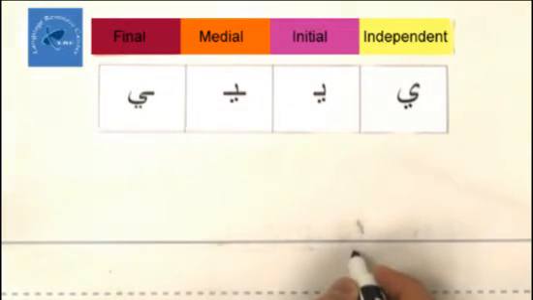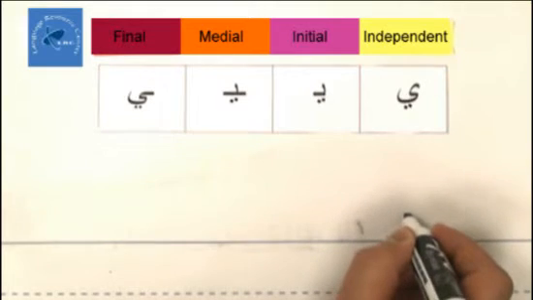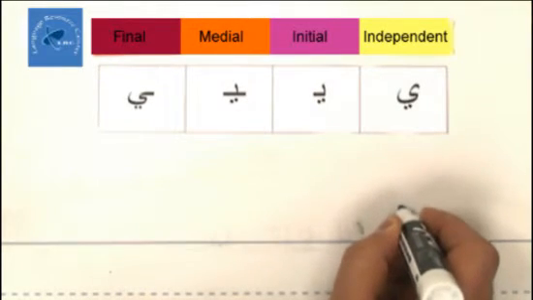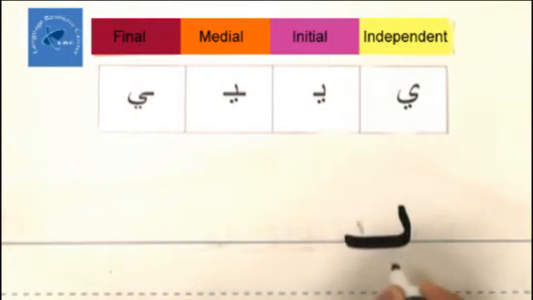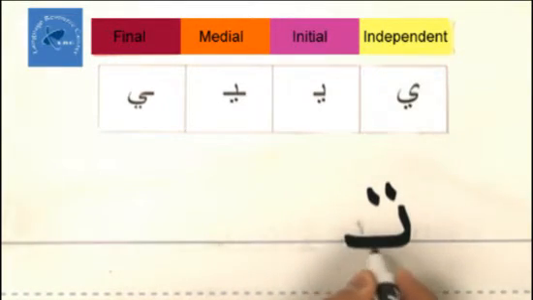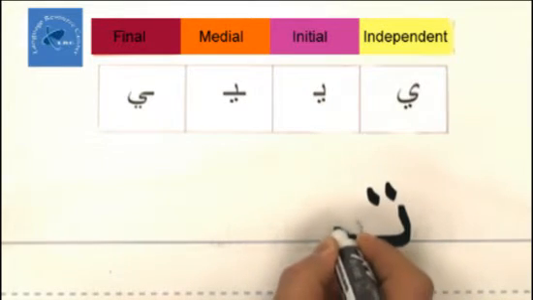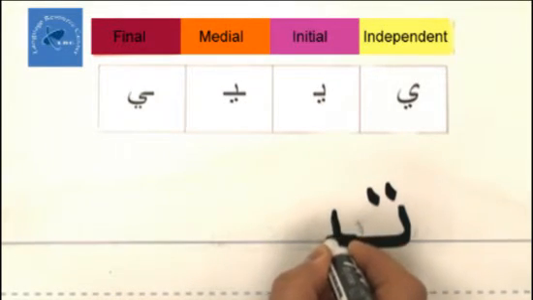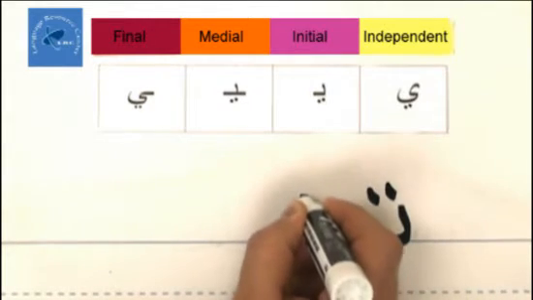How about the word تثبيت? تثبيت. The first sound is ta, so we do a tooth, a tail, 2 dots for the ta. Tef, tef, so we need tha. A tooth and a tail to the right. And 3 dots for the tha.